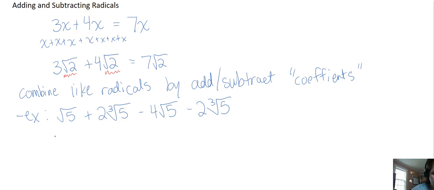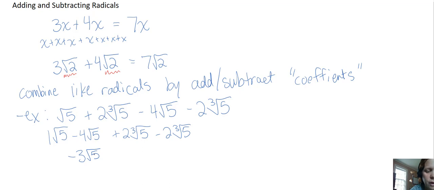So I'm going to reorganize right here a second. So I'm going to put the square root of 5 minus 4 square root 5 closer together, and then put the cube root ones, plus 2 cube root 5 minus 2 cube root 5. So the square root 5 minus 4 square root 5 can be put together because they're both square root of 5. I'm going to put a 1 in front to emphasize that there's 1 of them. So just like x is 1x, the coefficient is 1. So 1 minus 4 is negative 3, and then keep the common square root 5.